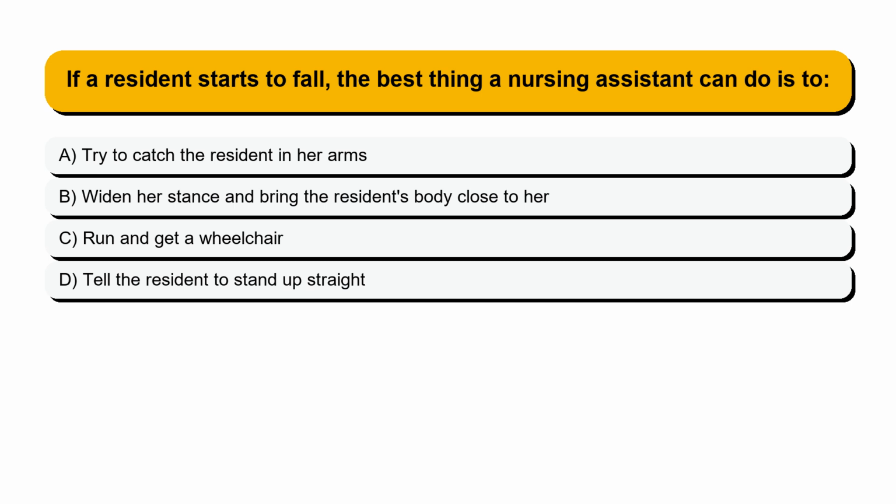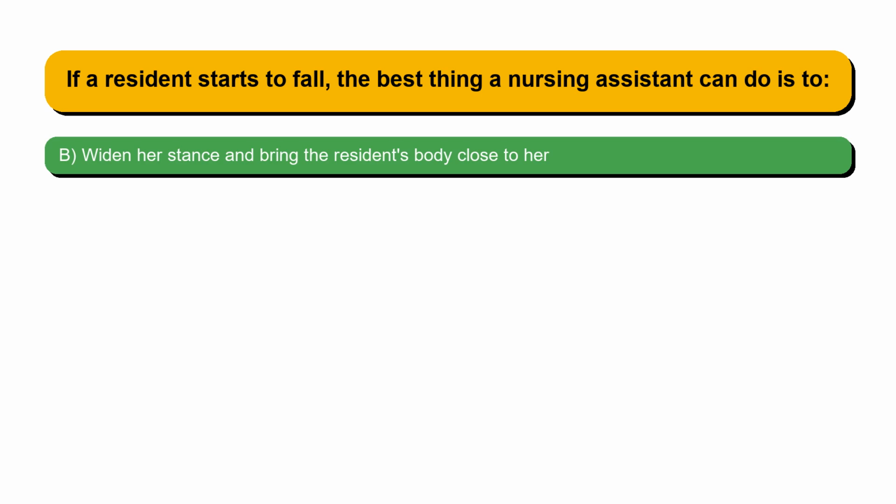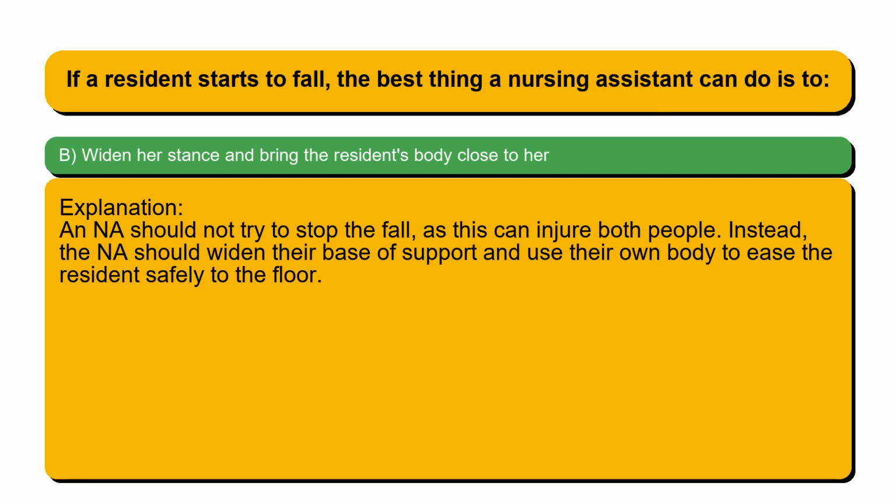Question 19. If a resident starts to fall, the best thing a nursing assistant can do is to. Option A. Try to catch the resident in her arms. Option B. Widen her stance and bring the resident's body close to her. Option C. Run and get a wheelchair. Option D. Tell the resident to stand up straight. The correct answer is option B. Widen her stance and bring the resident's body close to her. An NA should not try to stop the fall, as this can injure both people. Instead, the NA should widen their base of support and use their own body to ease the resident safely to the floor.